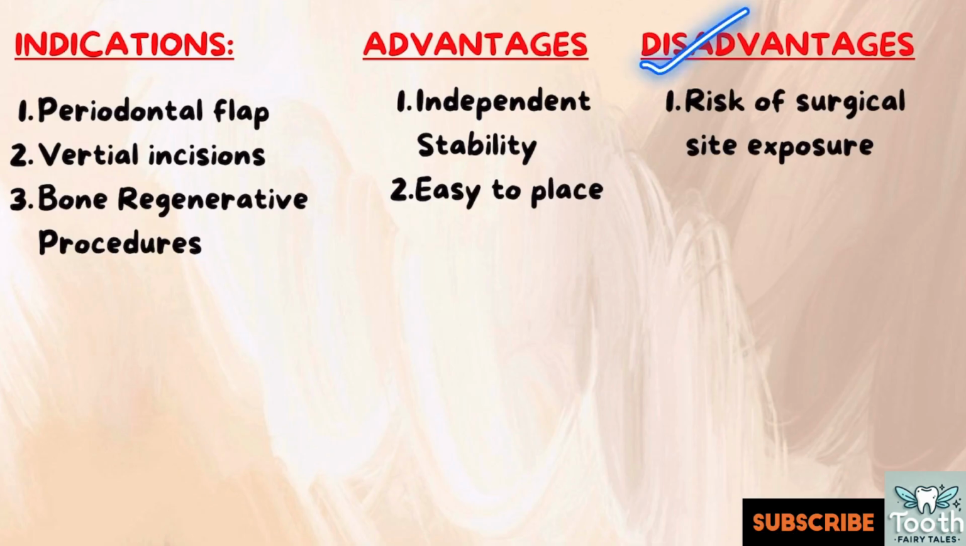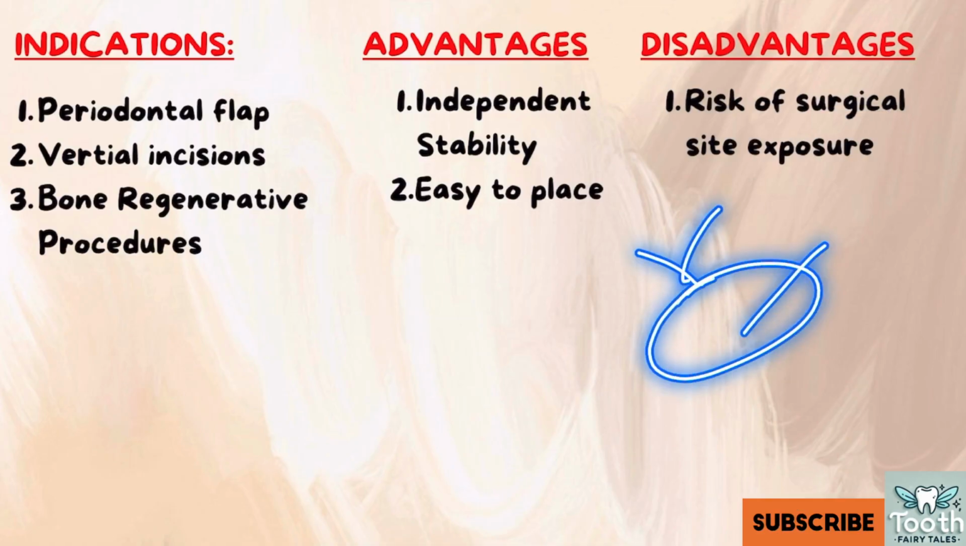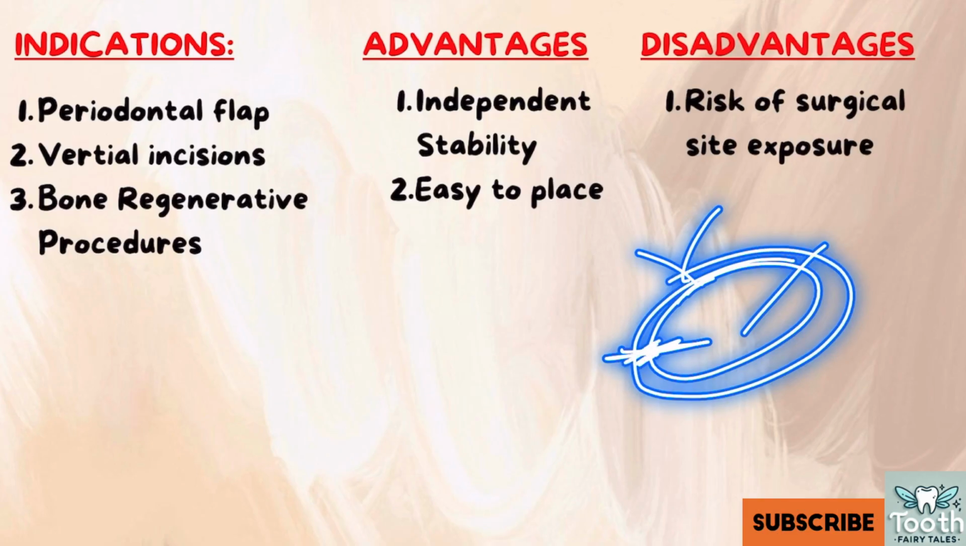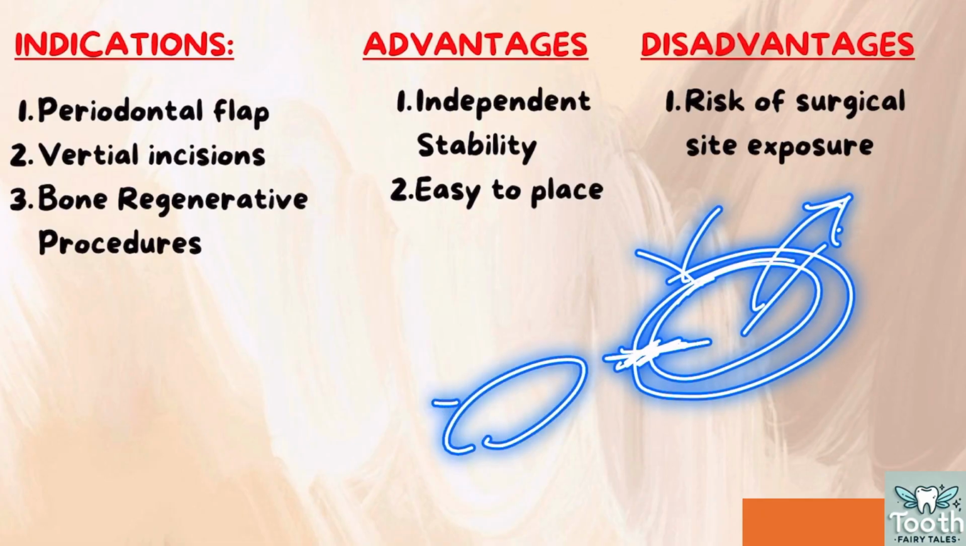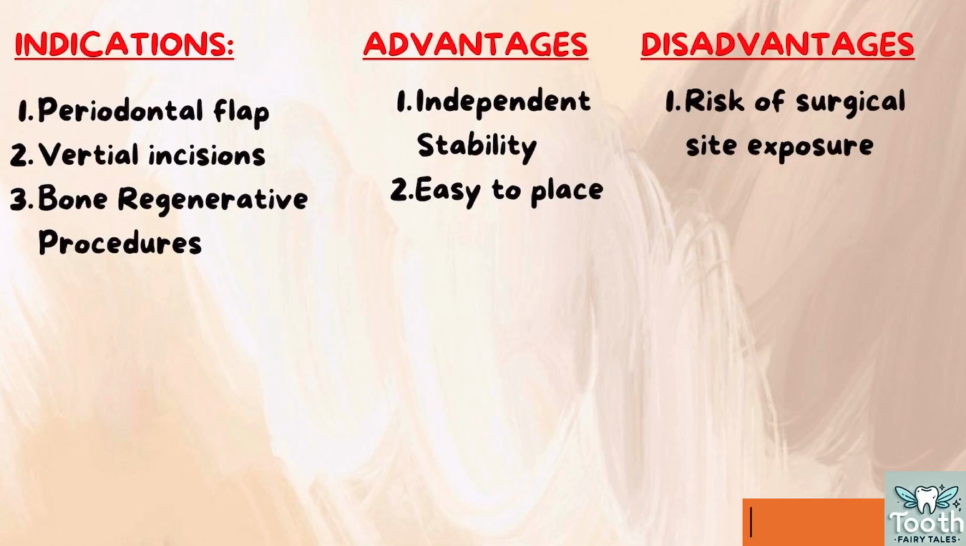The disadvantage of this suture is that there is always a risk of surgical site exposure. That means if one suture is cut or loosened, there is a chance for the flap to become unstable, leading to exposure of the surgical site. Because the sutures here are independent, they are not linked with each other. So there is always a chance for surgical site exposure if a suture is cut or loosened.